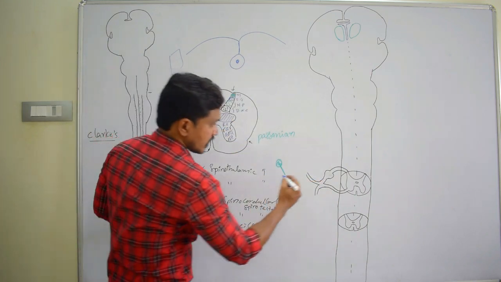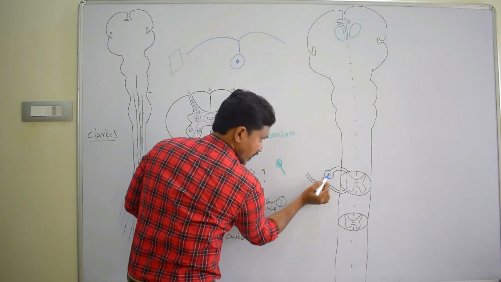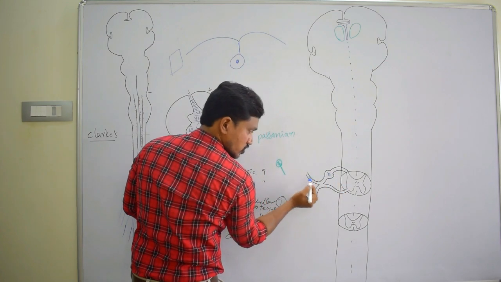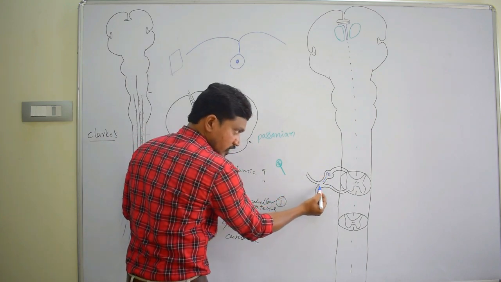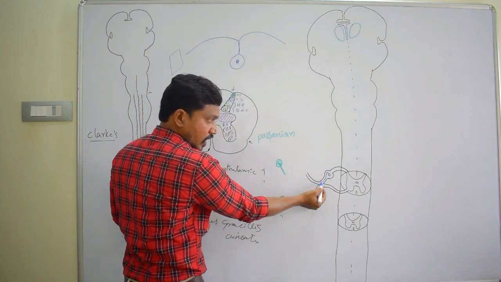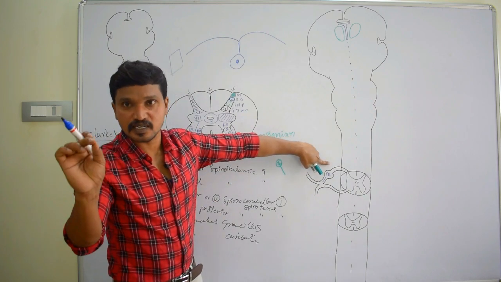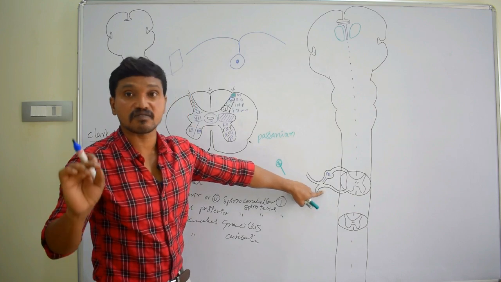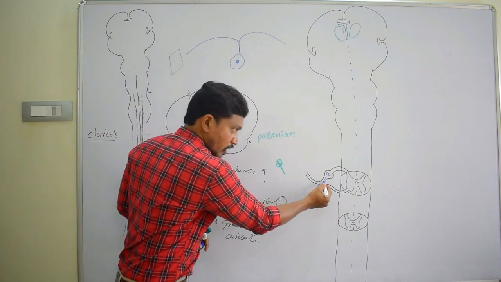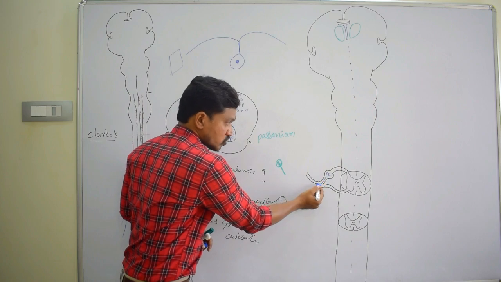Let me draw that neuron here. So this is the pseudo unipolar cell and it is giving two processes. Now, this is the peripheral process. It may pass either through the anterior primary rami or the posterior primary rami. See, the posterior root is purely sensory, the anterior root is purely motor, but the spinal nerve is mixed. So it may pass through this primary rami or through that primary rami.